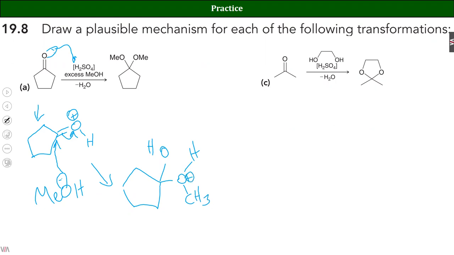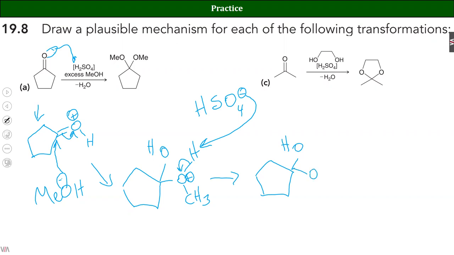It's just going to look like this, and then you just need something that can act as a base to take that hydrogen. So probably hydrogen sulfate. And that gets you to the hemiacetal. Right, so that's the same mechanism as benzene.